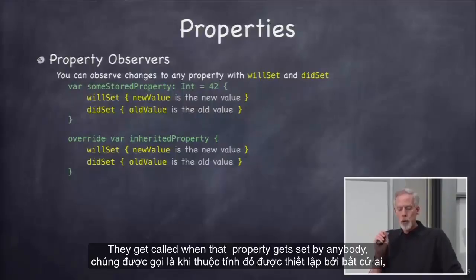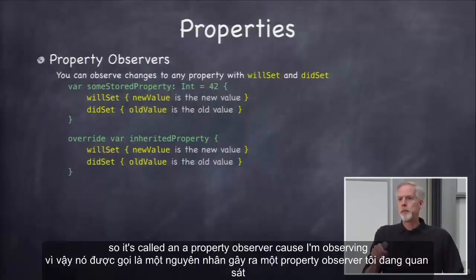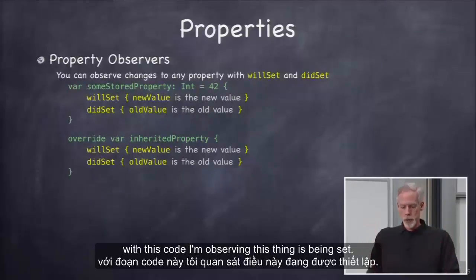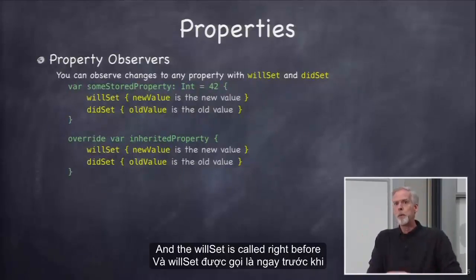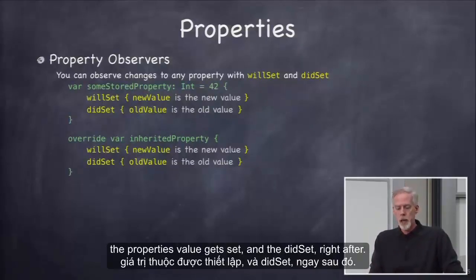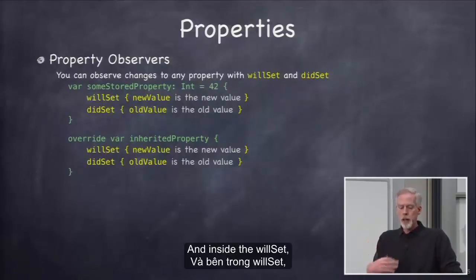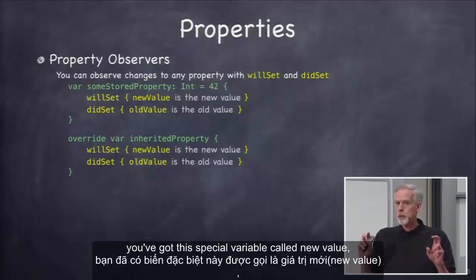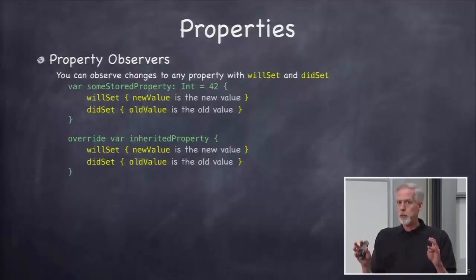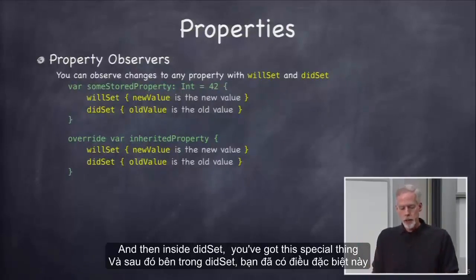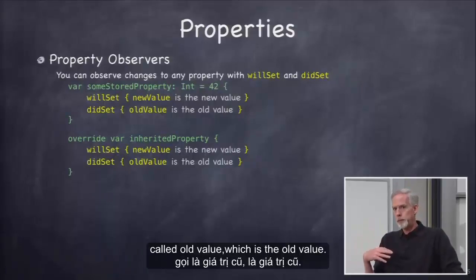They get called when that property gets set by anybody. It's called a property observer because with this code I'm observing that this thing is being set. The willSet is called right before the property's value gets set, and the didSet right after. Inside the willSet, you've got this special variable called newValue, which is the new value that's going to be set. And inside didSet, you've got this special thing called oldValue, which is the old value.